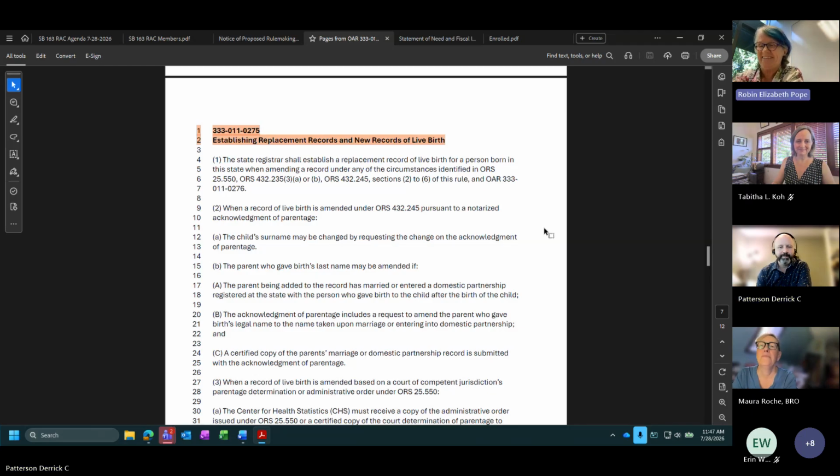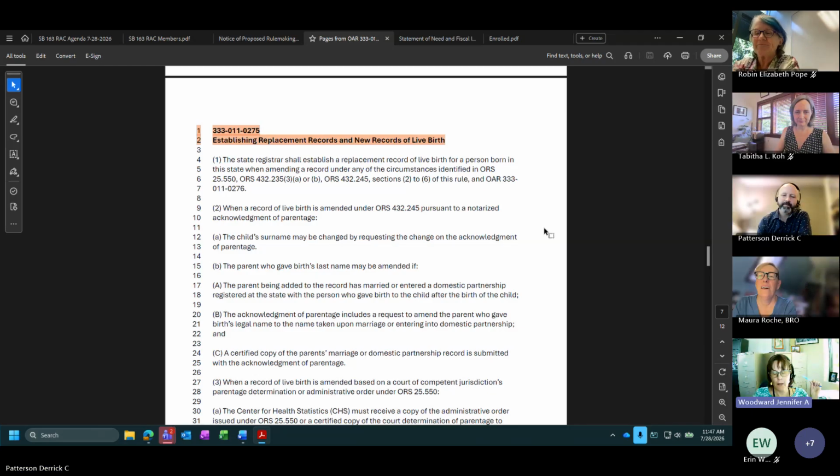Respectfully disagree. Jennifer, yeah, this actually is a section, and I'm going to use a terminology that we no longer use. This is the legitimation process. So the idea is that you are adding a parent in through the notarized voluntary acknowledgement of paternity, parentage, and then you're also allowing them to change the child's name and also change the parent's name at the same time on the child's birth record, and providing a marriage record.